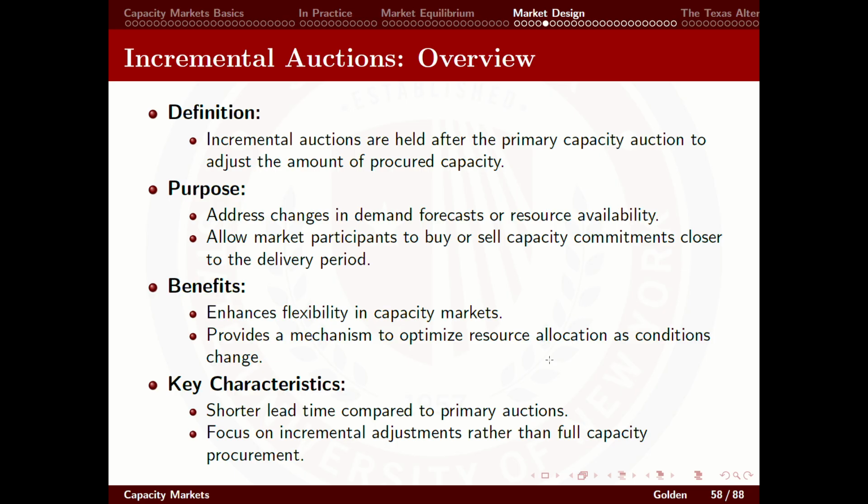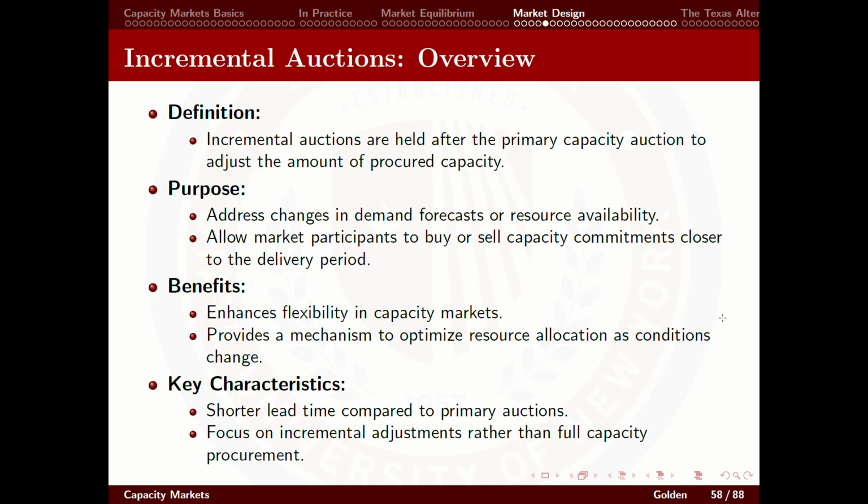And these are held after the primary capacity auction to adjust the amount of procured capacity. So you might determine that you have too much or too little, and so you have another incremental auction to help people either bid more into it after the fact or sell their additional capacity requirements to allow for you to have less of an overcapacity buy. So this allows you to address changes in demand forecast and resource availability, and allows market participants to buy or sell capacity commitments closer to the delivery period. The benefit is it enhances flexibility in capacity markets and provides a mechanism to optimize resource allocation as conditions change.